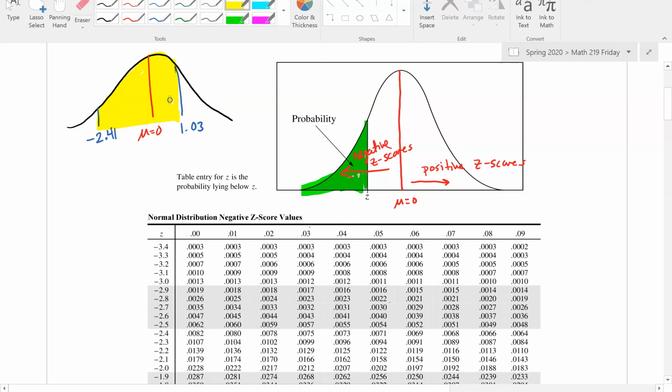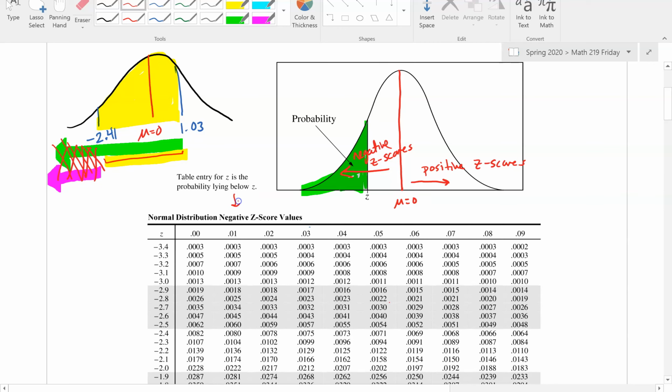And again, my approach was going to be, well, I can find this whole area here to the left of positive 1.03. I could do that on a positive z-table, and I could find this area here to the left of negative 2.41. If I just cross out that area, subtract it away, I will be left with just the area I'm looking for, just the yellow part. So let's start by finding the area left of negative 2.41 and left of 1.03.